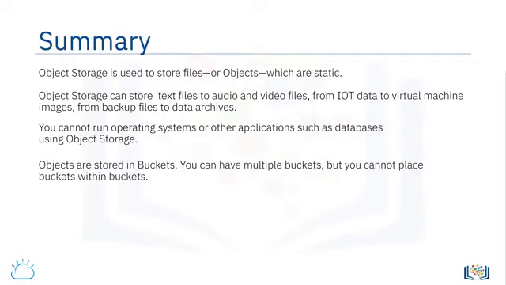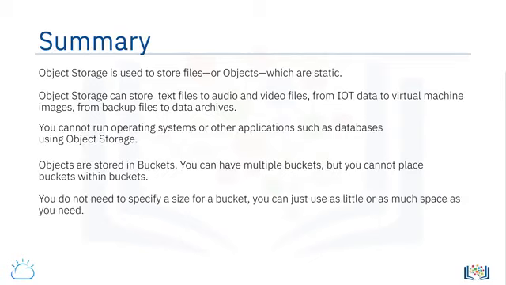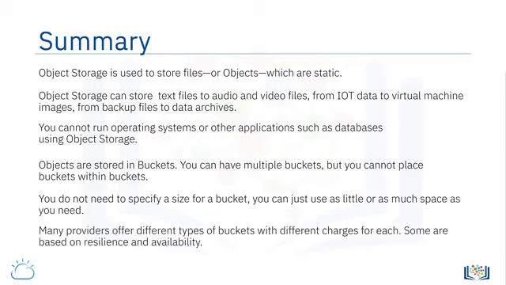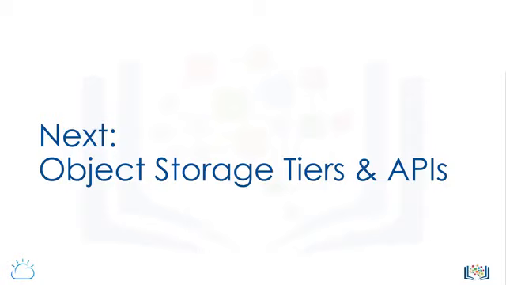Objects are stored in buckets. You can have multiple buckets, but you cannot place buckets within buckets. You do not need to specify a size for a bucket. You can just use as little or as much space as you need. Many providers offer different types of buckets with different charges for each. Some are based on resilience and availability, while others are based on the frequency at which the objects inside are accessed. In the next video, we'll be diving into object storage data tiers and object storage APIs.